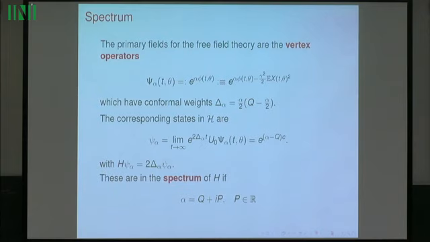What is the spectrum of the Gaussian free field? The primary fields are called vertex operators, the exponentials of the free field, defined by the Wick ordered, normal ordered, which means just that you renormalize them by their expected value. And you can compute their conformal weights easily, and they are given by such numbers here. Then you can compute the corresponding states in the Hilbert space.